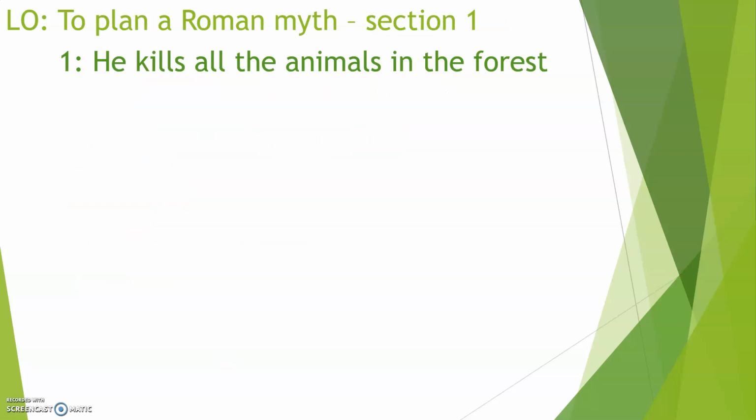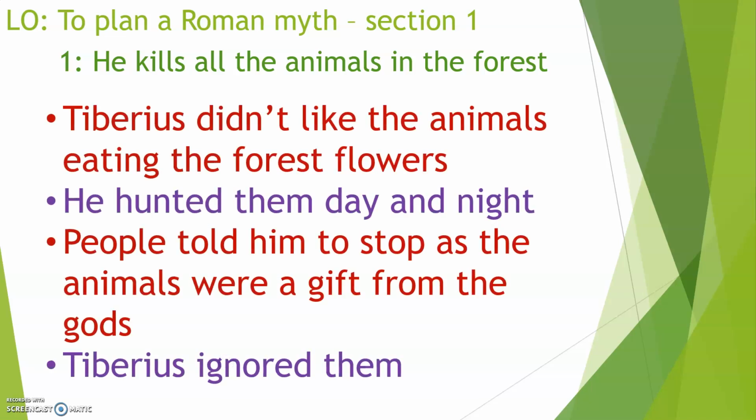Okay, so let's look at section 1. Section 1 of my initial plan says he kills all the animals in the forest. And if you remember from the man who cut down trees, he is cutting down all of the trees. People are telling him, please don't cut down the trees, but he ignores them and doesn't care. So for my section, I'm going to go with: Tiberius didn't like the animals eating the forest flowers. He hunted them day and night. People told him to stop as the animals were a gift from the gods. Tiberius ignored them.